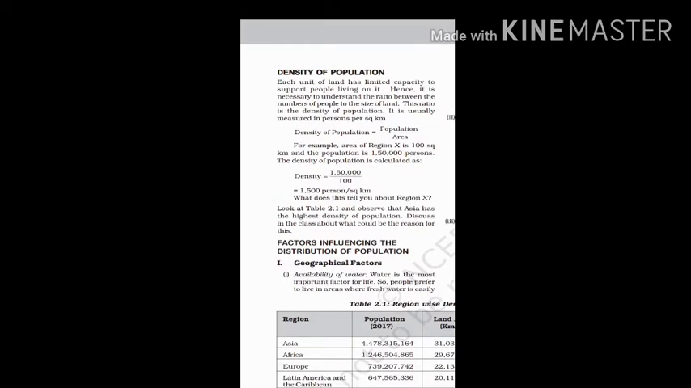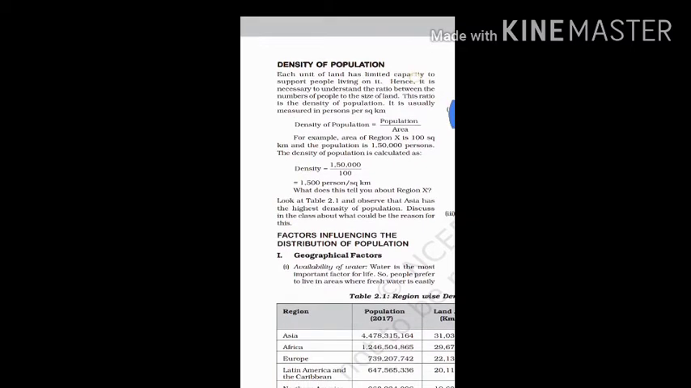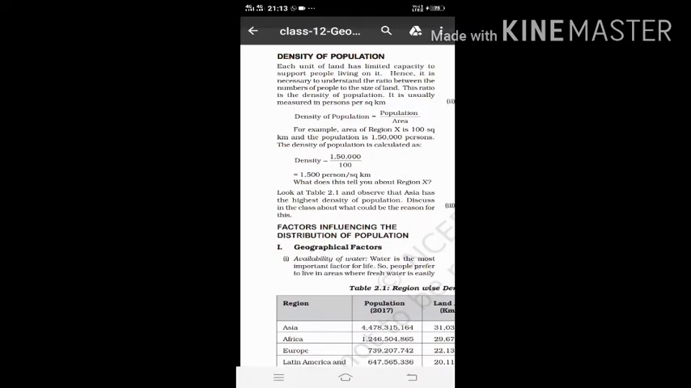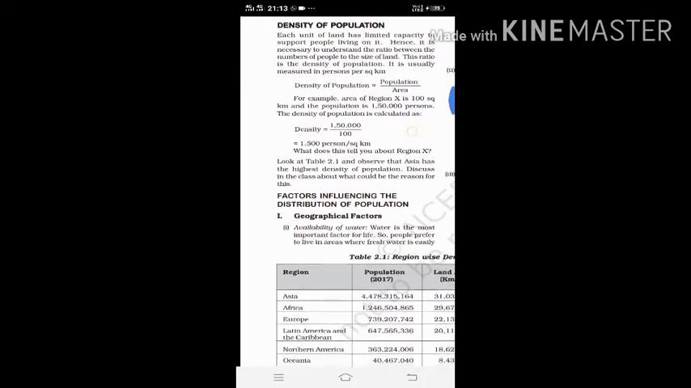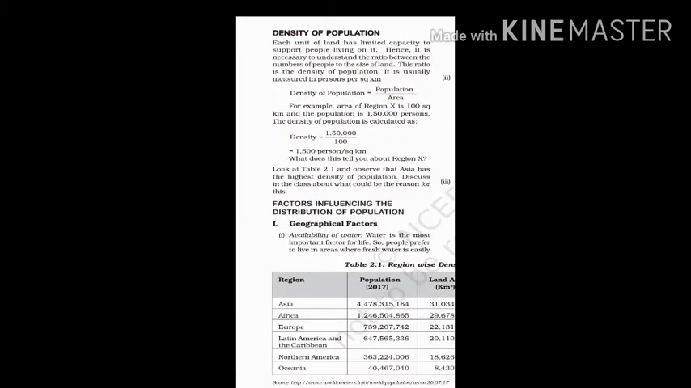So let me give you an example. Suppose in your area there live 20 persons, and the measurement of the total area is 40 square kilometers. That means density of an area would be population by area, that is 20 by 40 is equal to half, which means 0.5 people live per square kilometer. I hope you understood this one, or else I would give you another example.